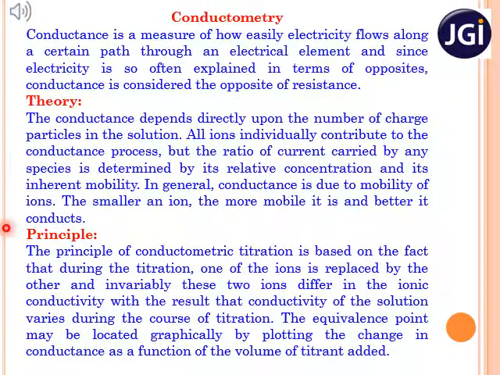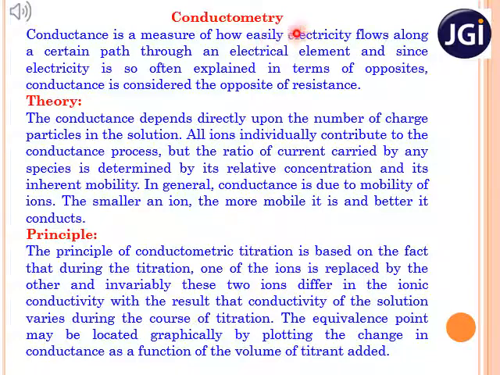Students, yesterday we discussed flame photometry and atomic absorption spectroscopy. In today's class, we will discuss the last method of analysis, that is conductometry. Measurement of conductance of the analyte is nothing but conductometry. If the analyte is a conductor of electrons, then we can use this method for the analysis.